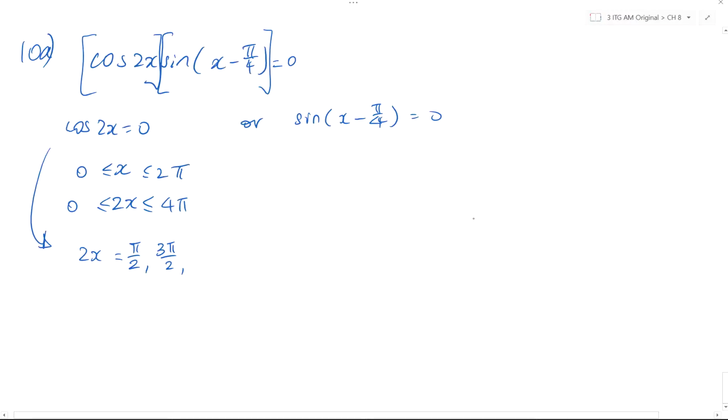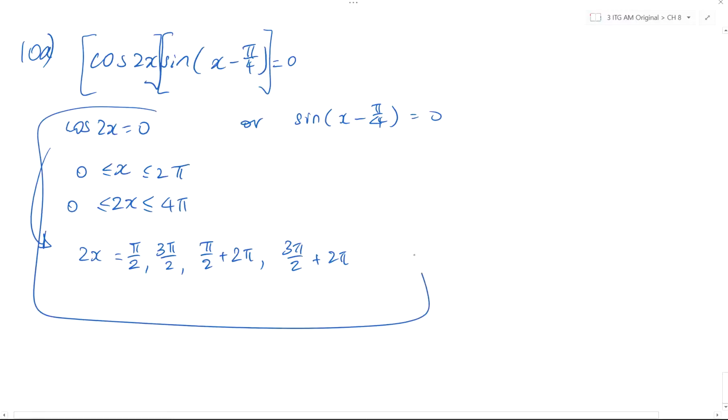Add 2 pi. So the next one will be pi over 2 plus 2 pi. Then 3 pi over 2 plus 2 pi, how much would that be? I think it still falls within the range. Okay, so this is 7 pi over 2. So it is still less than 4 pi. Should I still continue to add 2 pi? No need already. So this is for this part.